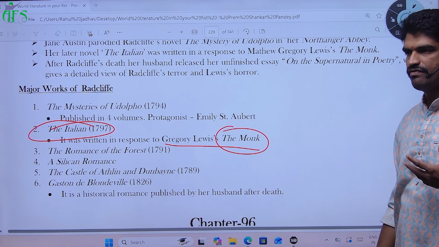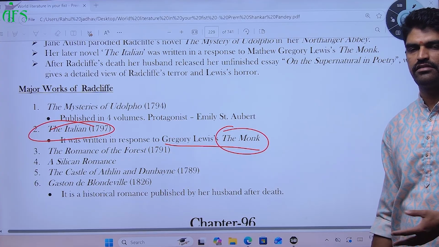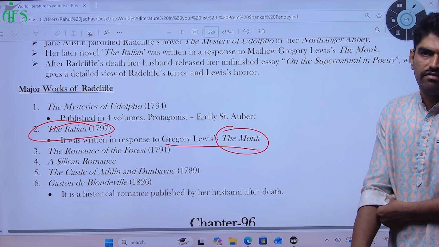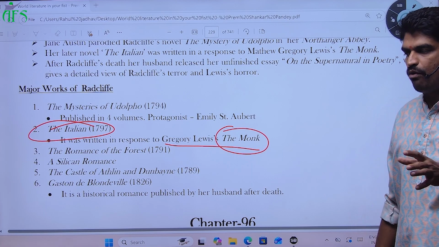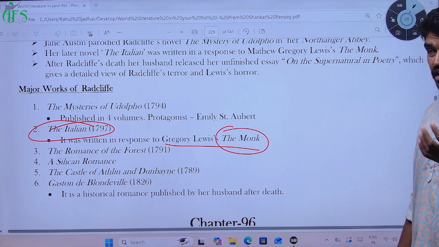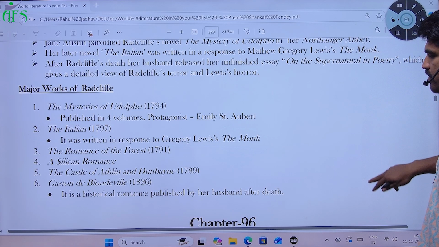Exactly. And being a female writer, her contribution in the 18th century romantic period is quite remarkable. And so very prominent figures have portrayed her as one of the remarkable personalities. Let's move to the next one.